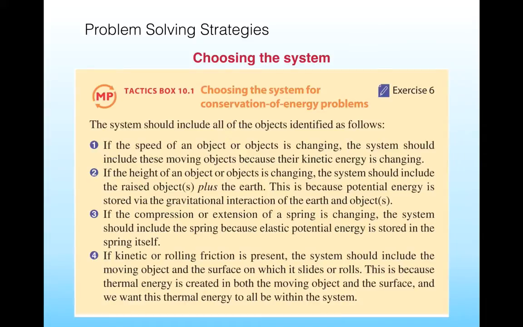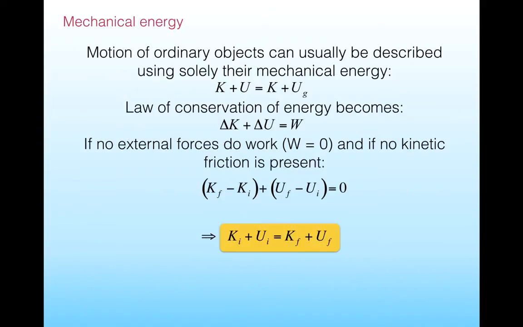And then finally, if there's some sort of friction in the problem, then you should include the object and the surface on which it slides or rolls so that you can include the friction. And as you know, in this case, the energy will be lost due to thermal energy as the object slows down on the friction surface.